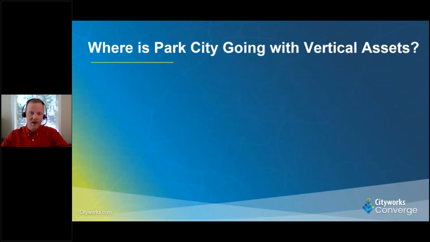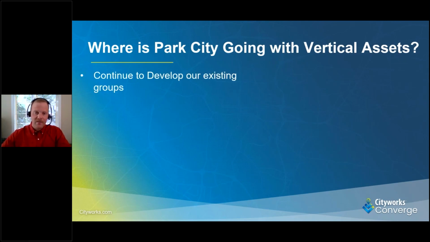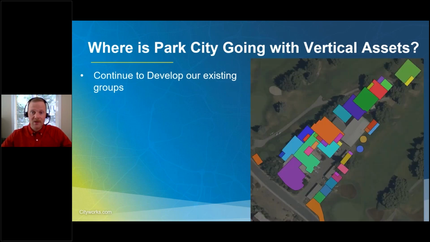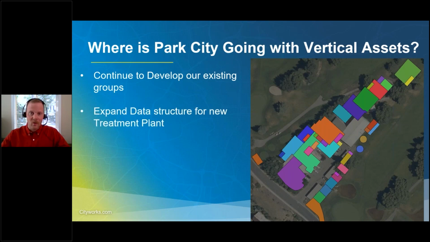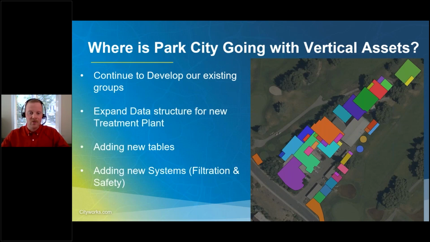So where is Park City going with vertical assets? Aside from further developing our Cityworks for the various groups we have, we are also in the process of building yet another water treatment plant, which, as you can see, is more complex and intricate than the last ones. And so we are going to need to create new object tables and new systems or groups of tables to be able to capture all that new information for the new treatment plant.